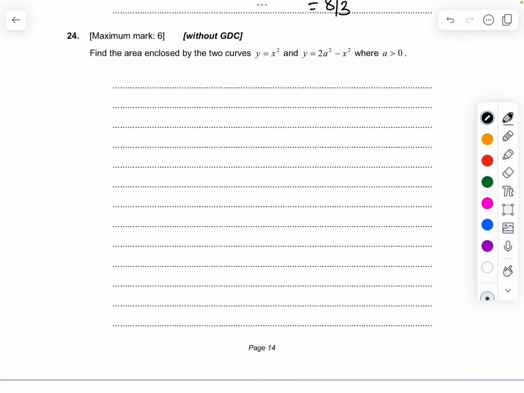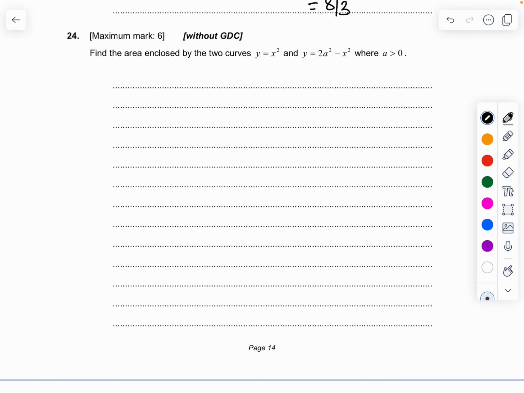Question number 24. The area enclosed between these two curves. So first of all, get the point of intersection. X square equals to 2a square minus x square. So 2x square equals to 2a square. X square equals to a square. X equals to plus or minus a. So negative a to positive a. 2a square minus x square will be the upper curve. Minus x square will be the lower curve.